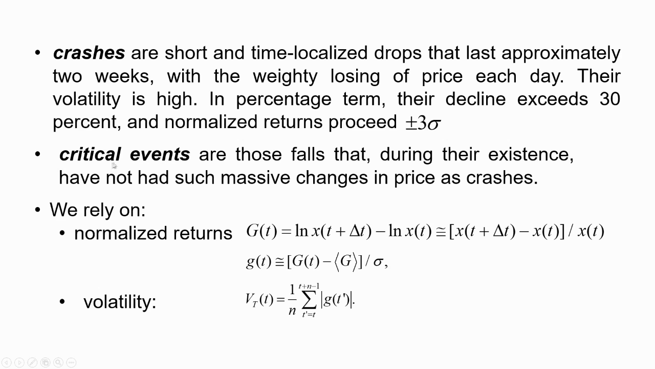If we speak about critical events, we consider those falls that during their existence have not had such massive changes in their prices, and their normalized returns are within the boundary of plus or minus 3 sigma. Accordingly, for our classification, we relied on normalized returns, as I said, and volatility. And during our computations of our complexity measures, we rely on these normalized returns or logarithmic returns.